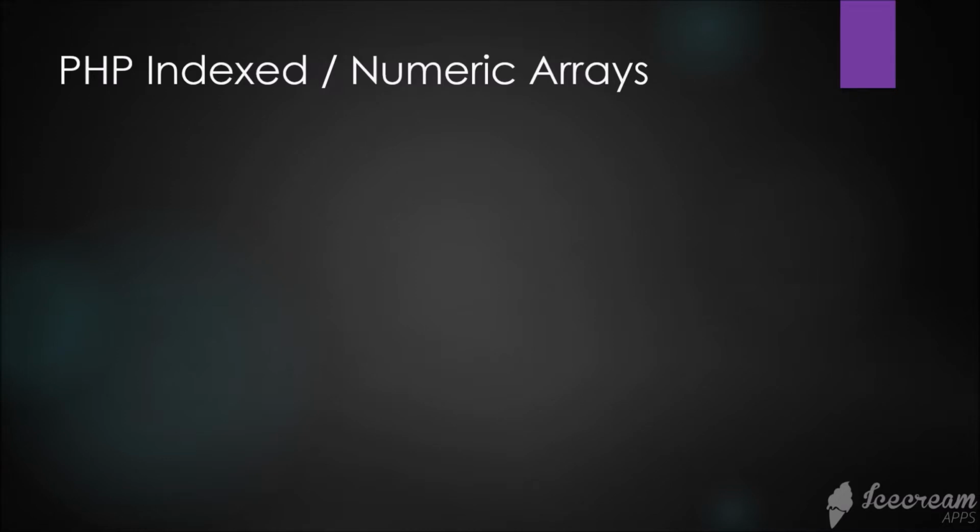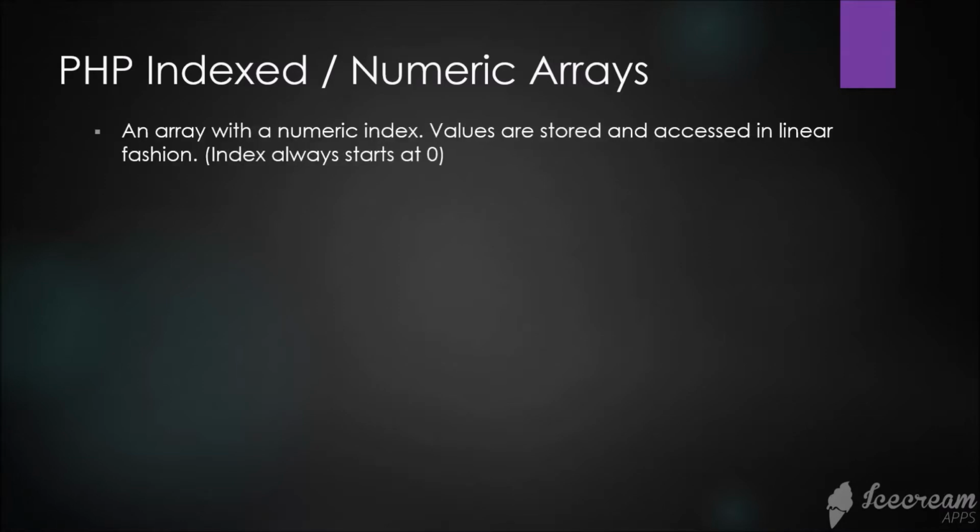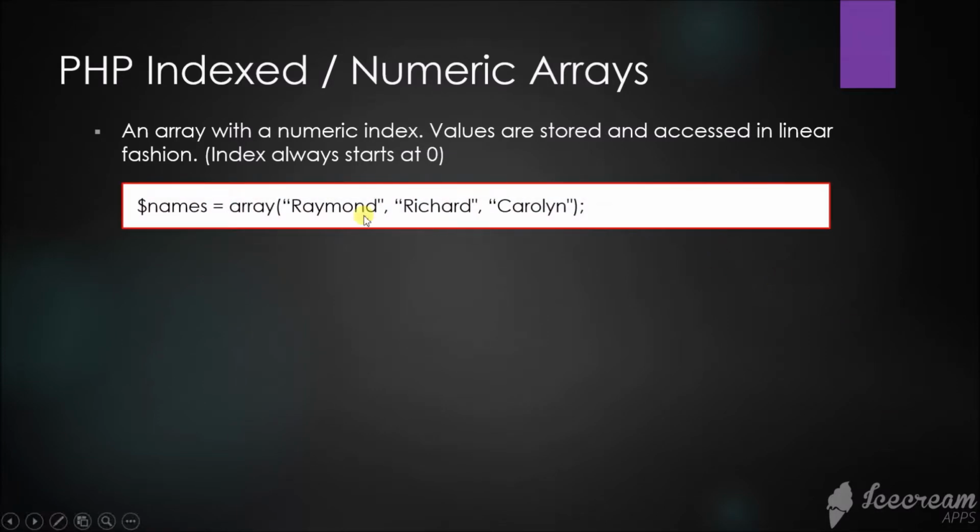Okay, so let's start with the first array that we have, PHP indexed or numeric arrays. An array with a numeric index, values are stored and accessed in linear fashion. Index always starts at 0. Okay, so this is how we declare an array. Of course, our variable name, array, open and close parentheses, since it is a function. Then we put the values that we want in the array. The index is basically not visible for numeric arrays, usually, but the index always starts at 0: 0, 1, and 2. Okay?